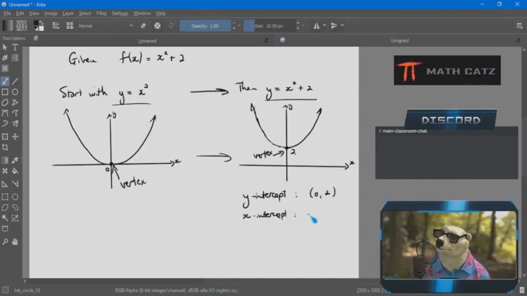Of course, because of what I did, there aren't any. The vertex is this turning point. In the case of the basic parabola, it's the lowest point. It's the point 0, 2 as well.